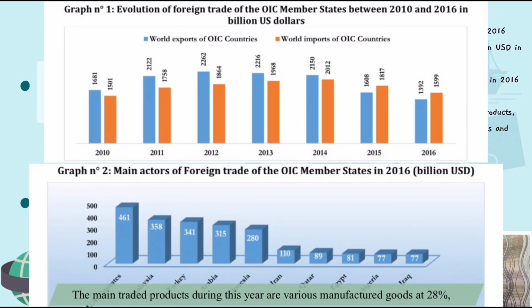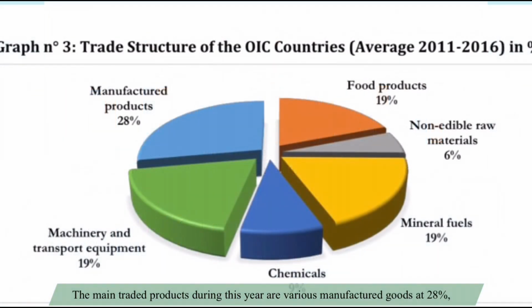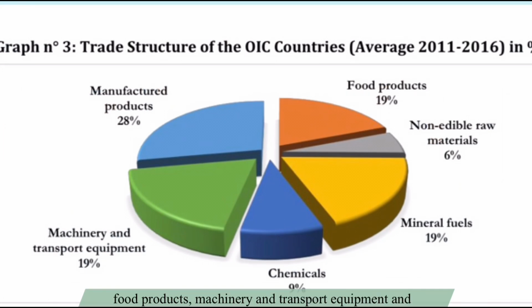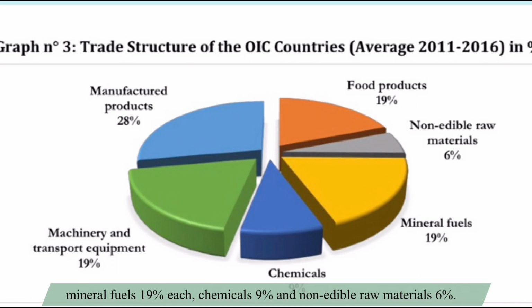The main traded products during this year are various manufactured goods at 28%, food products, machinery and transport equipment, and mineral fuels at 19% each, chemicals 9%, and non-edible raw materials 6%.